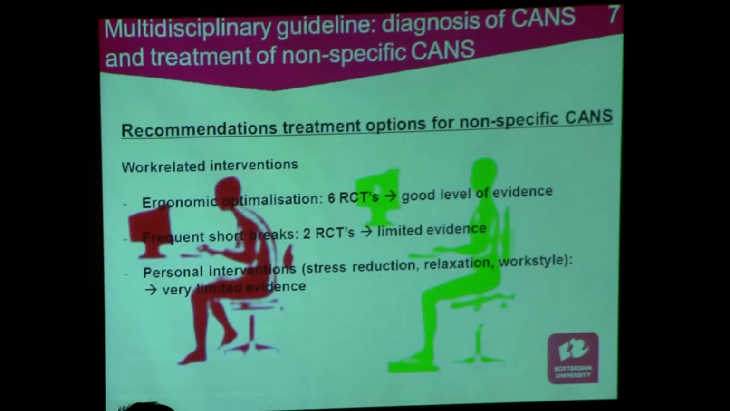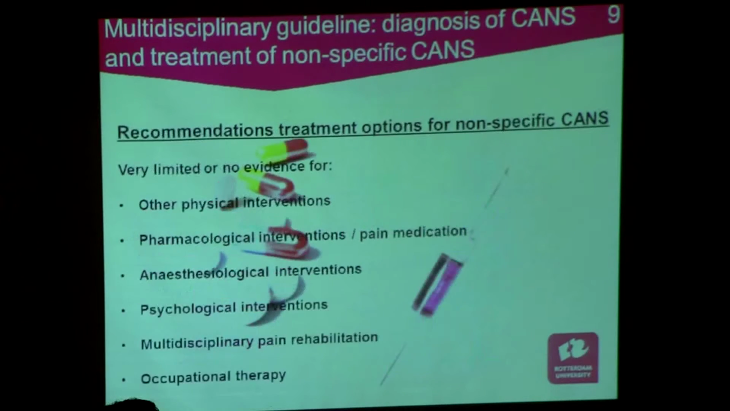With regard to work-related interventions, we found 6 randomized trials looking at ergonomic optimization of the workplace, yielding a good level of evidence for positive effects of this intervention. If you look at frequent short breaks, there were 2 randomized trials yielding limited evidence of positive effects of that intervention. And if you look at personal interventions such as stress reduction, relaxation techniques, or intervention of work style, there was very limited evidence, mostly 1 trial that was out there with positive results. For all the other treatment options for non-specific complaints, there was very limited or no evidence available.